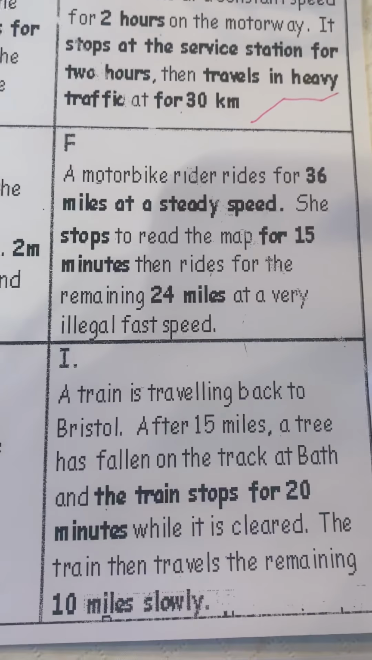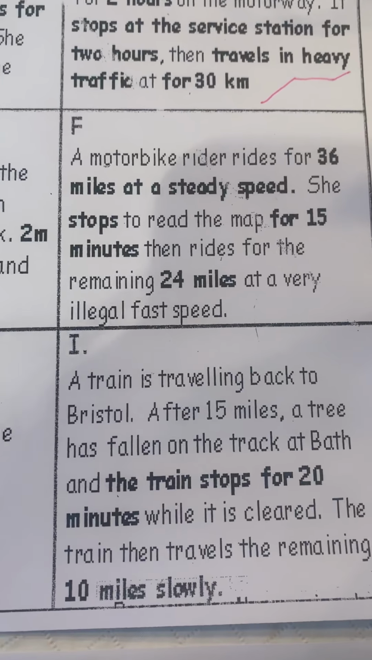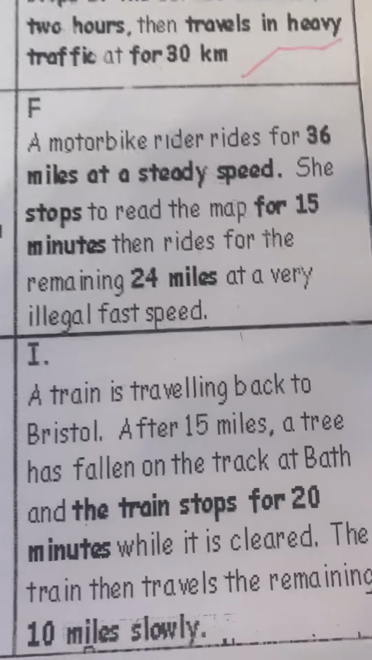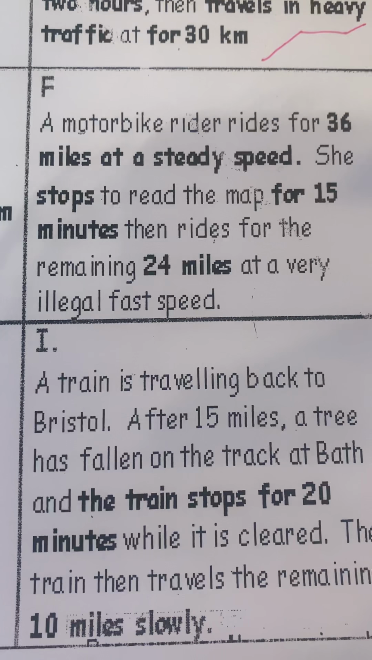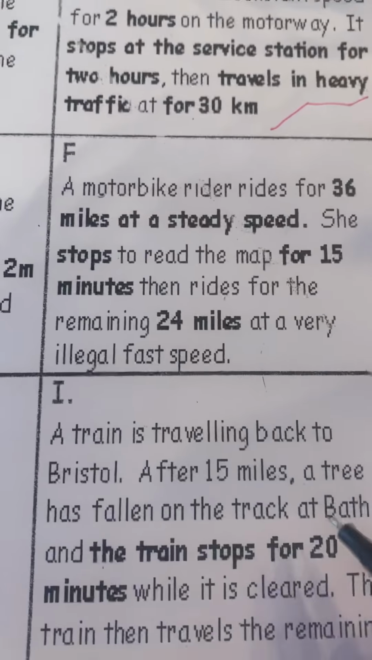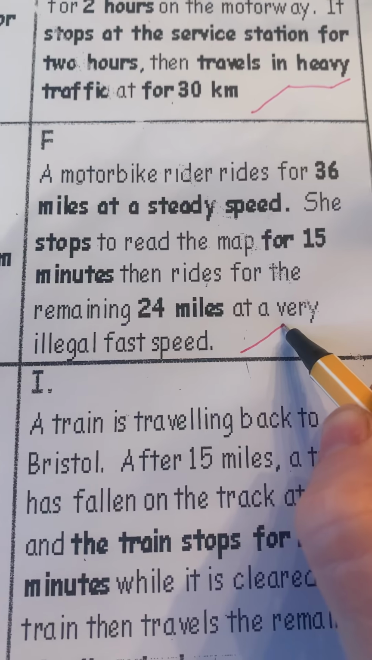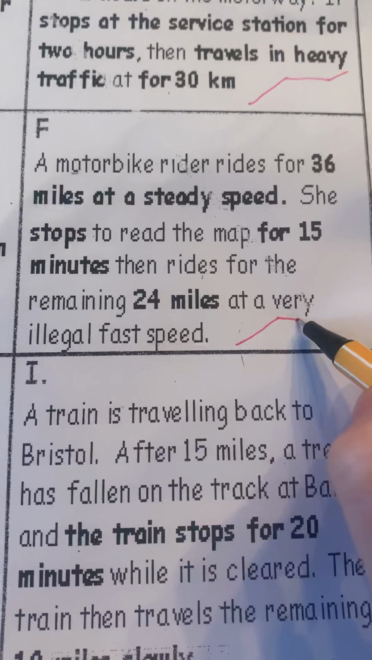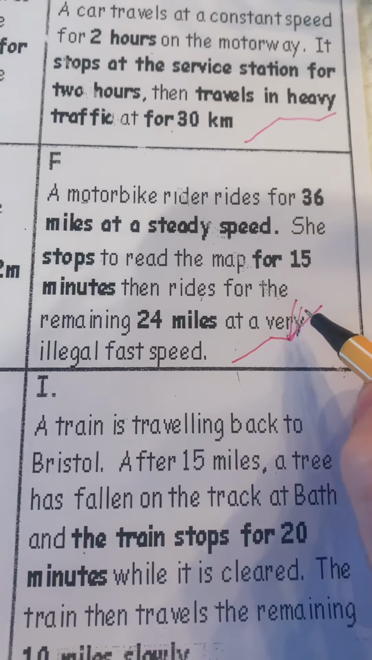Okay, F. A motorbike rides for 36 miles at a steady speed. She stops to read the map for 15 minutes, then rides for the remaining 24 miles at a very fast speed. So the motorbike rides for 36 miles at a steady speed. She stops for 15 minutes, then she rides the remaining 24 miles very fast. So it's going to be really, really sharp.